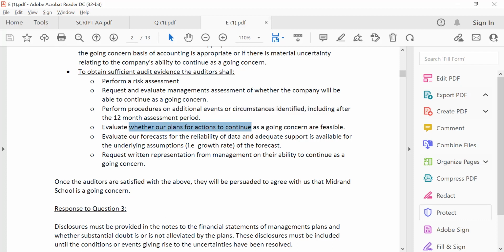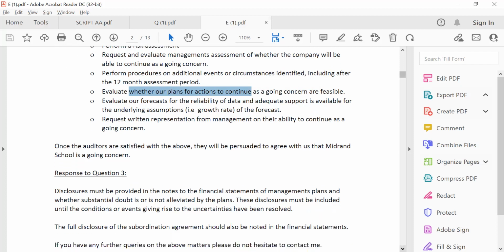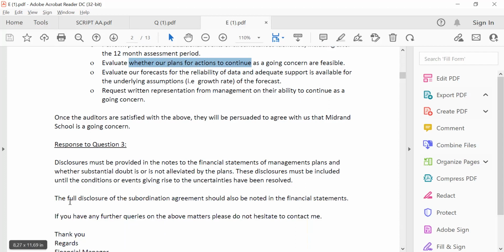Then the last thing is the fact that the disclosure is not good. They've just said something lightly about the subordination agreement, but there's nothing else in this that could actually result in key minimum disclosures being apparent for the Midrand school. So unfortunately, that would be limited competence.